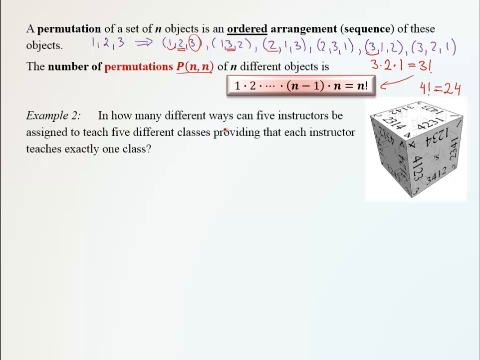In how many different ways can 5 instructors be assigned to teach 5 different classes, providing that each instructor teaches exactly one class?